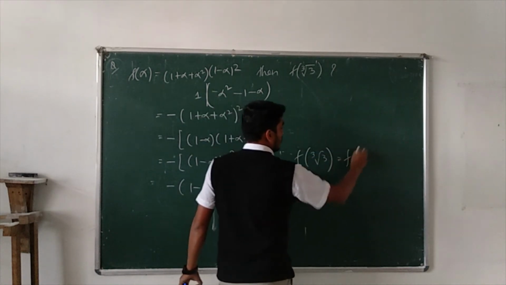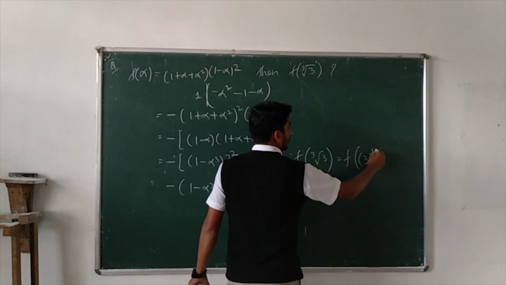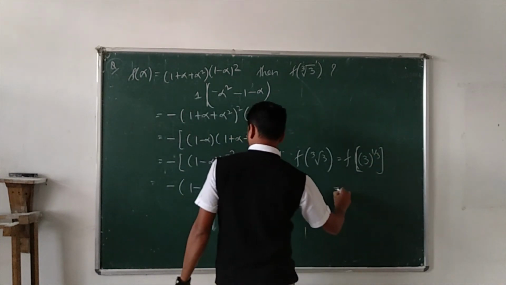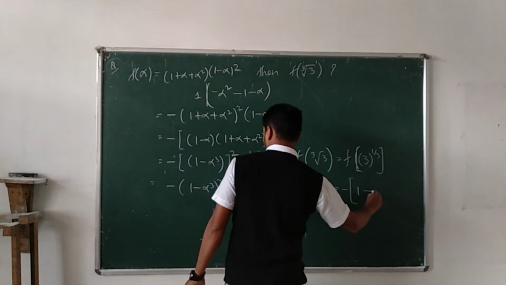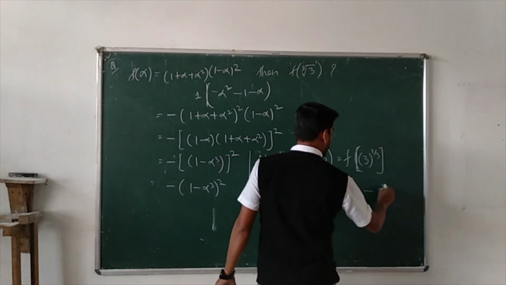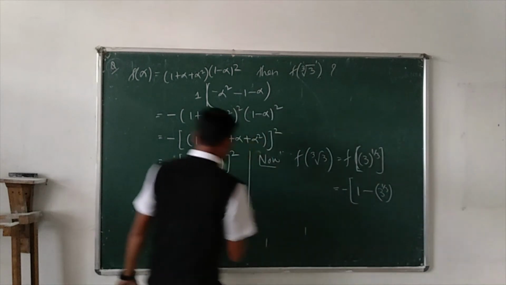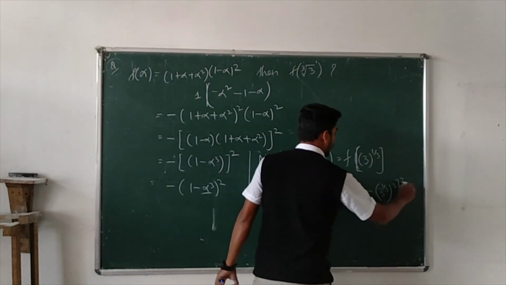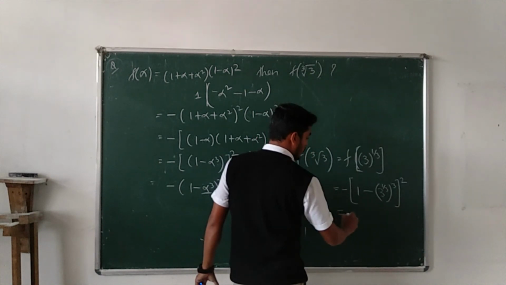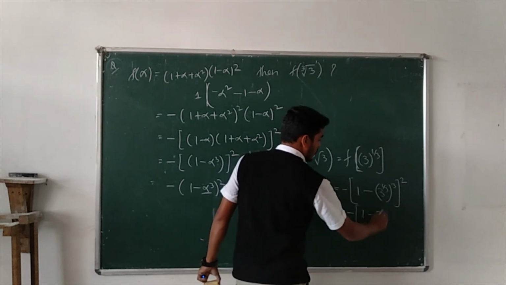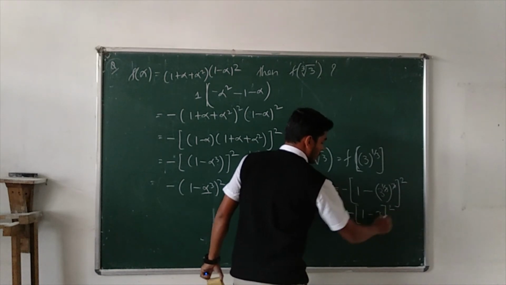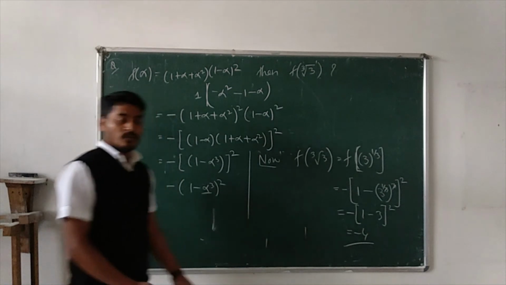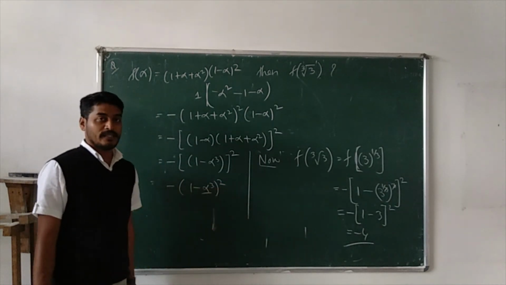You can replace f of 3 to the power 1 by 3. This value you have to find out. So it will be exactly equal to minus of 1 minus 3 to the power 1 by 3. This is the value of x, or this is the value of alpha cube whole square. So it will be 1 minus 3 cancel whole square. So it will be minus 2, that is 4, the answer is minus 4. I hope you are getting my point, what I am going to explain actually.